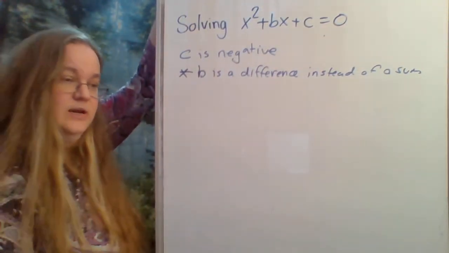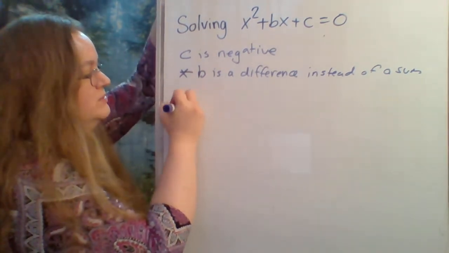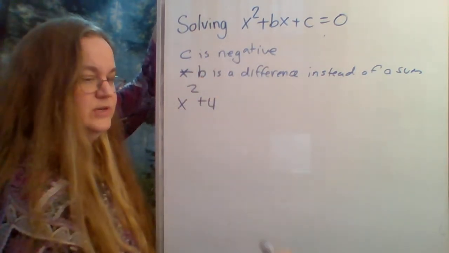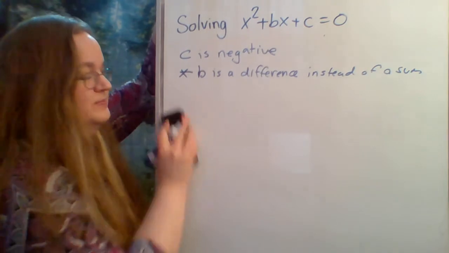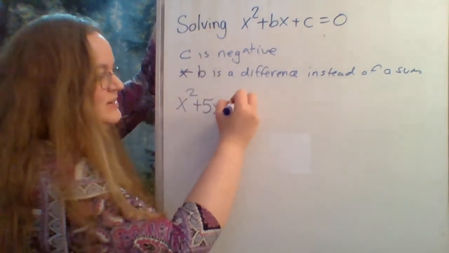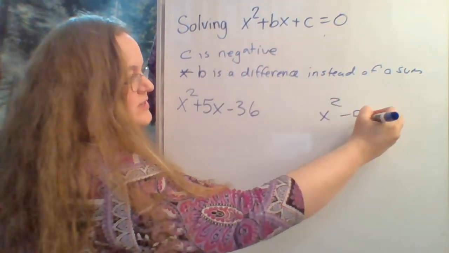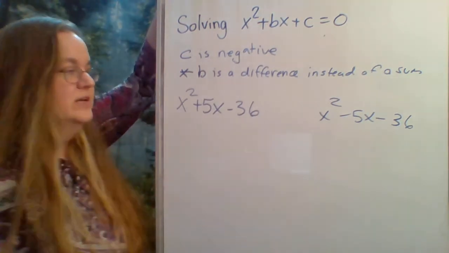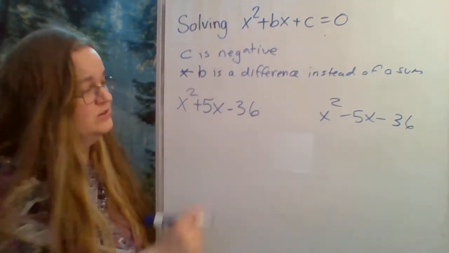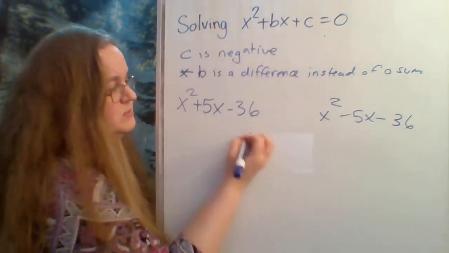Okay. And again, I want to do two different problems so that you can see. That is the one I just did, isn't it? Yes. Okay. x squared plus 5x minus 36, and x squared minus 5x minus 36. So again, I want to look at how these two answers are going to differ. It's very minor. Here b is positive, here b is negative, but c is negative in both of them.